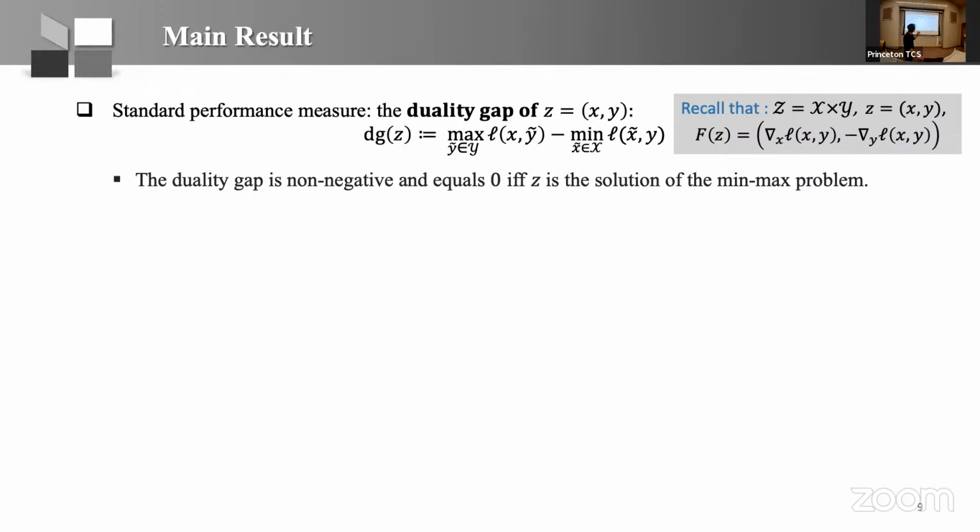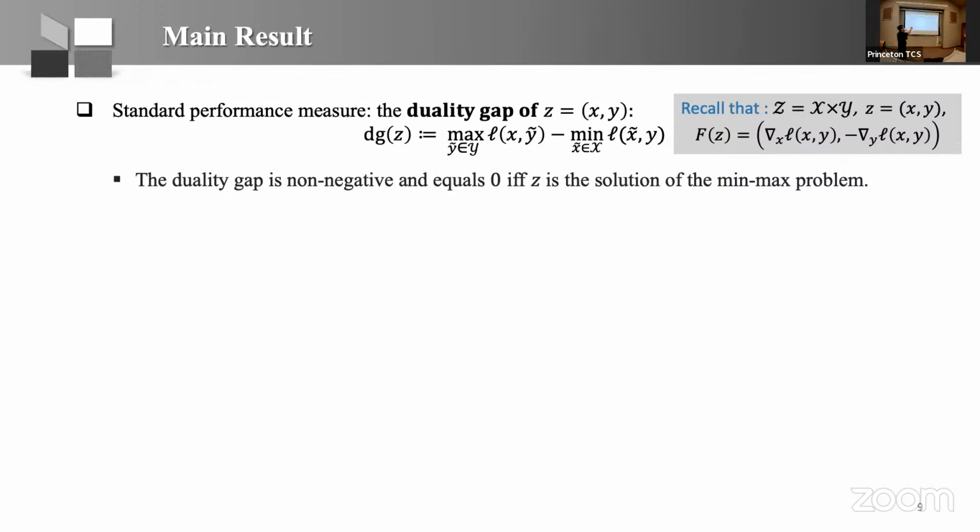So one more definition just to tell you how I'm measuring the quality of a solution. The way I'm going to measure the quality of a solution is to use something called a duality gap. In a two-player zero-sum game, it's very easy to understand.